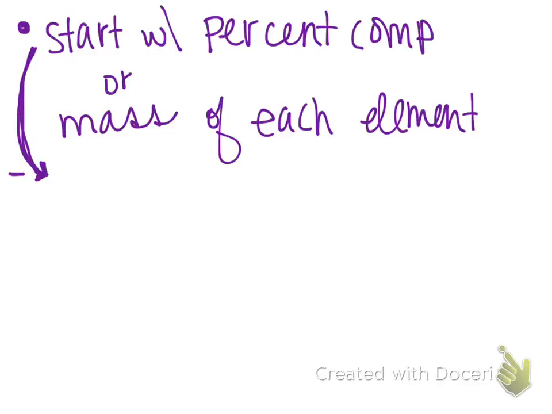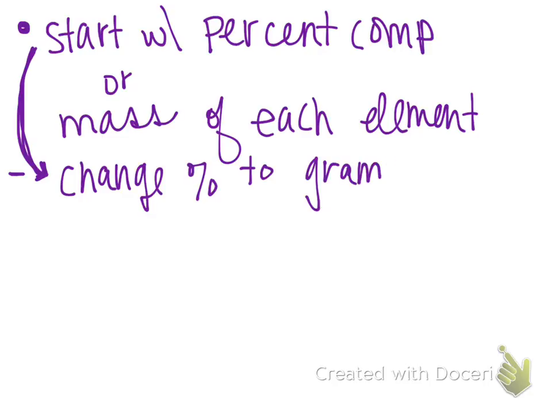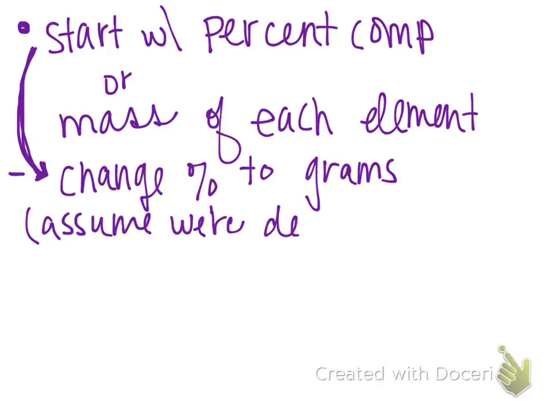Okay, so when we're building empirical formulas, we either need to start with the percent composition or the mass of each element. If we started with a percent, then we need to change the percent to grams. The way we do that is we just assume we are dealing with 100 grams, because that would translate exactly to a percent.